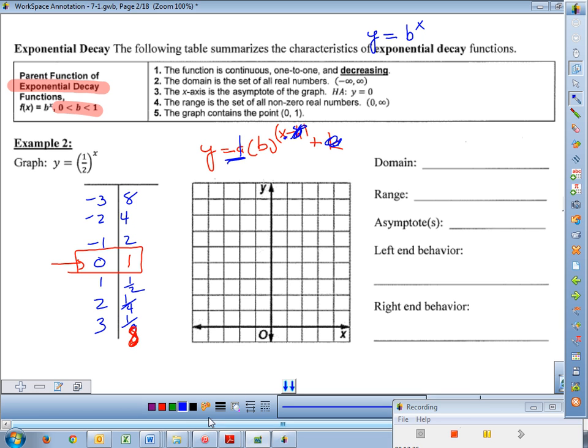Let's go one further this way. Let's put a negative 4 in there. What would you get if you put a negative 4 in there? 16. Awesome. Scale me up. X's went by 1s.